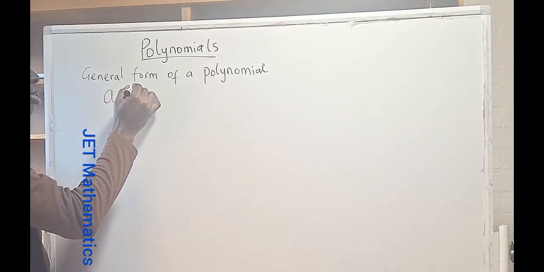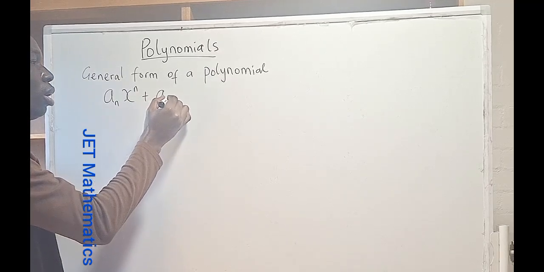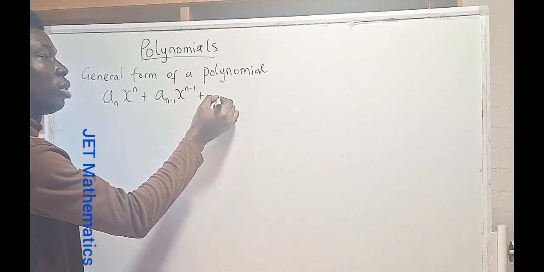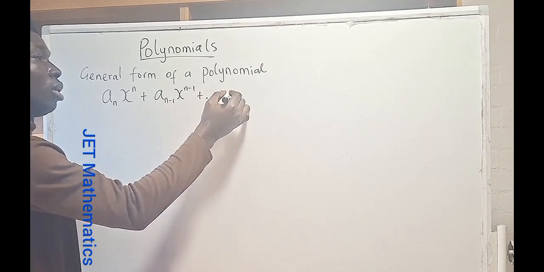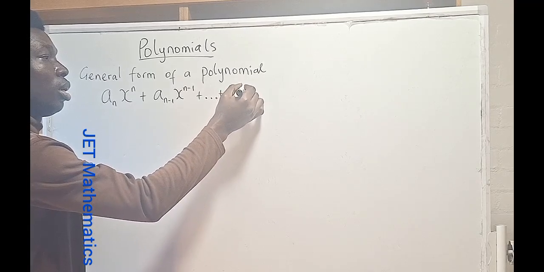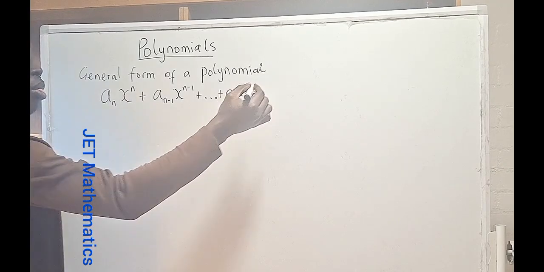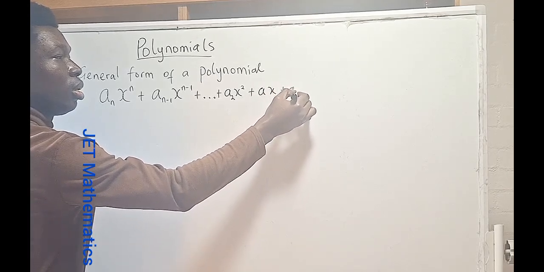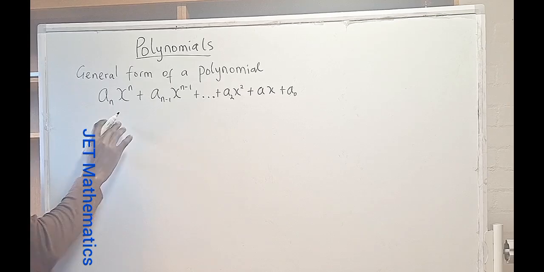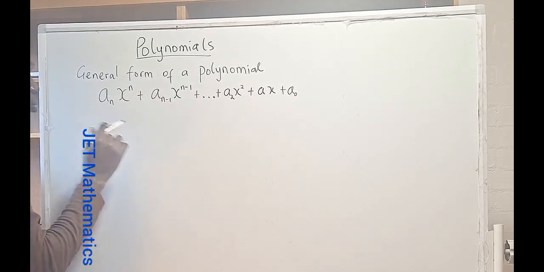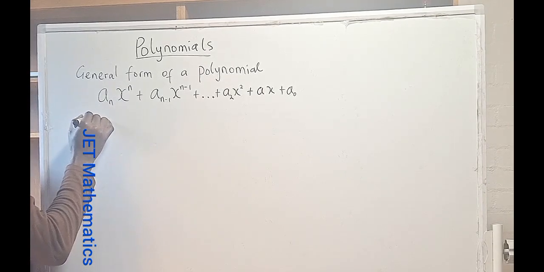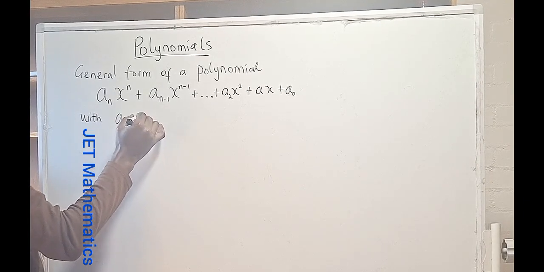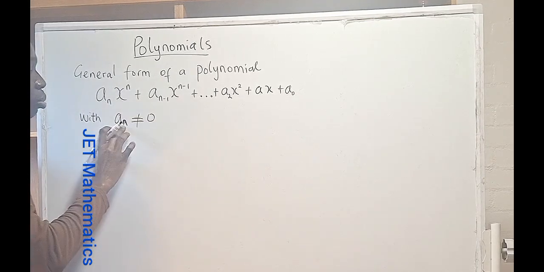a_n x^n plus a_(n-1) x^(n-1) plus ... plus a_2 x squared plus a_1 x plus a_0. All right, so this is the general form of a polynomial, and then a_n, this term here, must not be equal to 0.